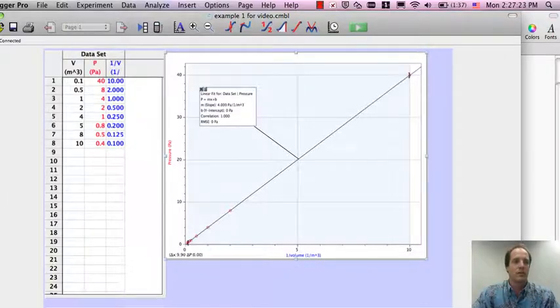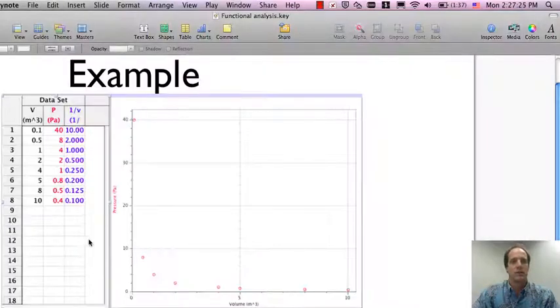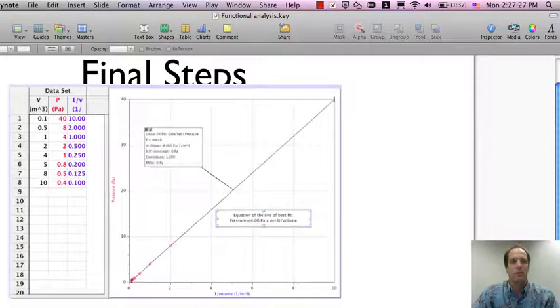So what does that look like? Let's take a look back here, and I have it typed out for you. Okay, pressure equals 4 Pascal times meters cubed divided by volume. And that's functional analysis for our sample set of data.